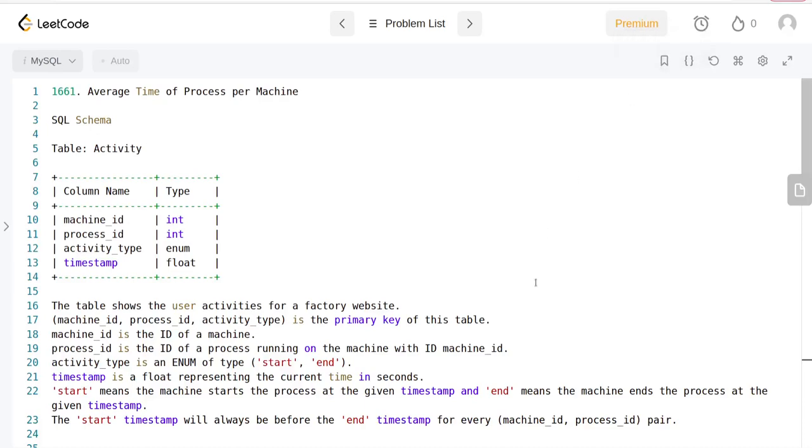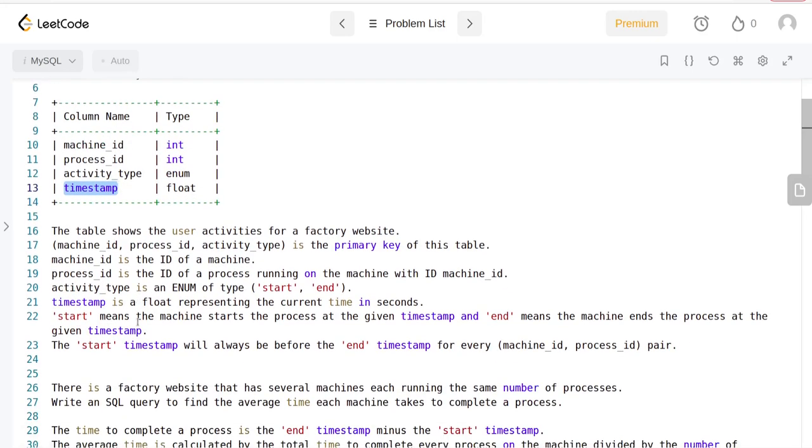In this video, we're going to be covering another SQL question. This is Leetcode question number 1661, Average Time of Process per Machine. In terms of schema, we have an activity table. The activity table has four fields. One is the machine ID, one is the process ID, one is the activity type, and one is the timestamp.